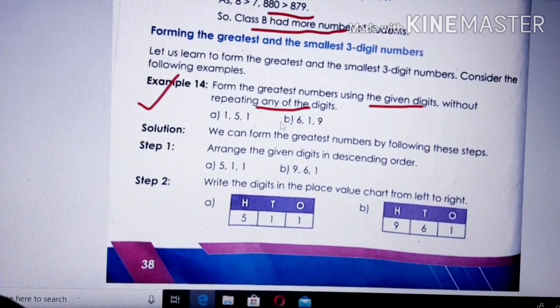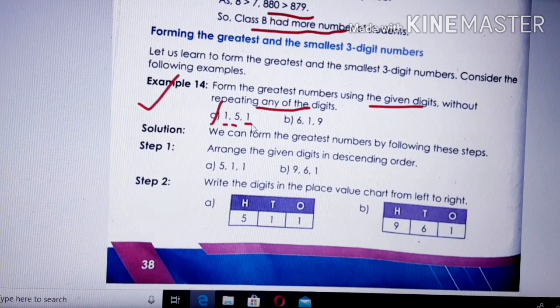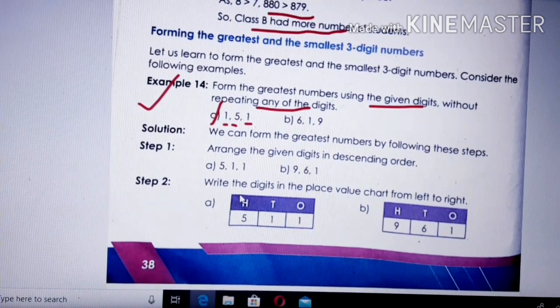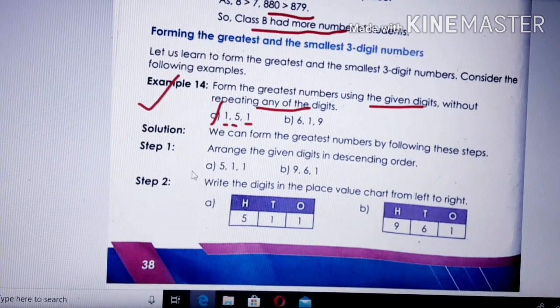Okay? Using these digits, you can see in A, you got the digits 1, 5, 1. With 1, 5, 1, we have to make a greater number. So for this, children, make a place value chart. How to do? You just listen carefully, children. Arrange the given digits in descending order. First you can arrange in descending order, that is greater to smaller. Arrange descending means greatest to smallest, right?